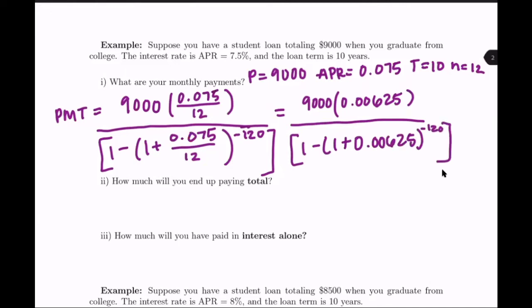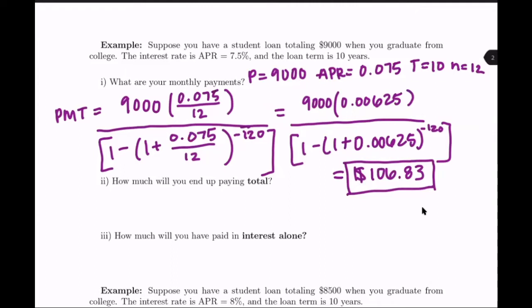So you could put that into your calculator. That might be a little simpler, but either way, you should get $106.83 for your monthly payments once you put that into your calculator.